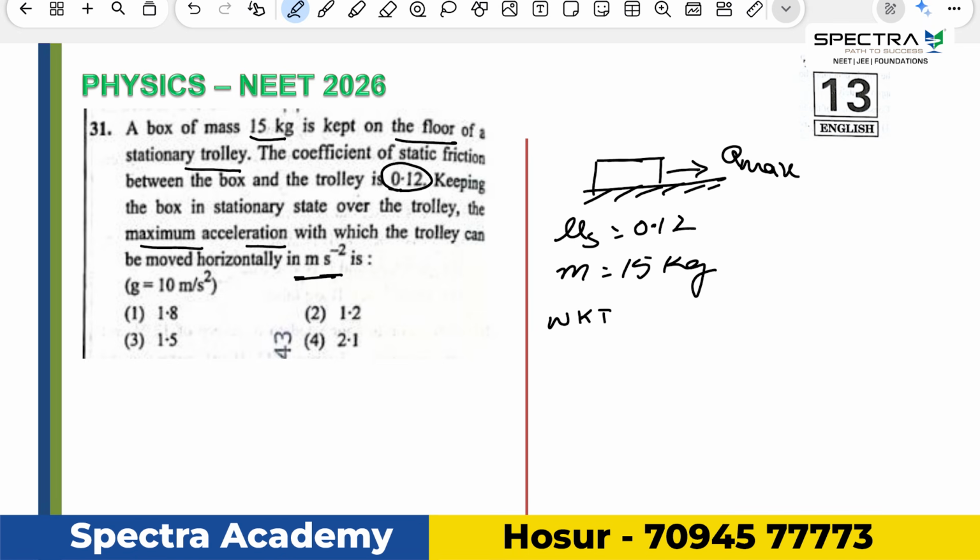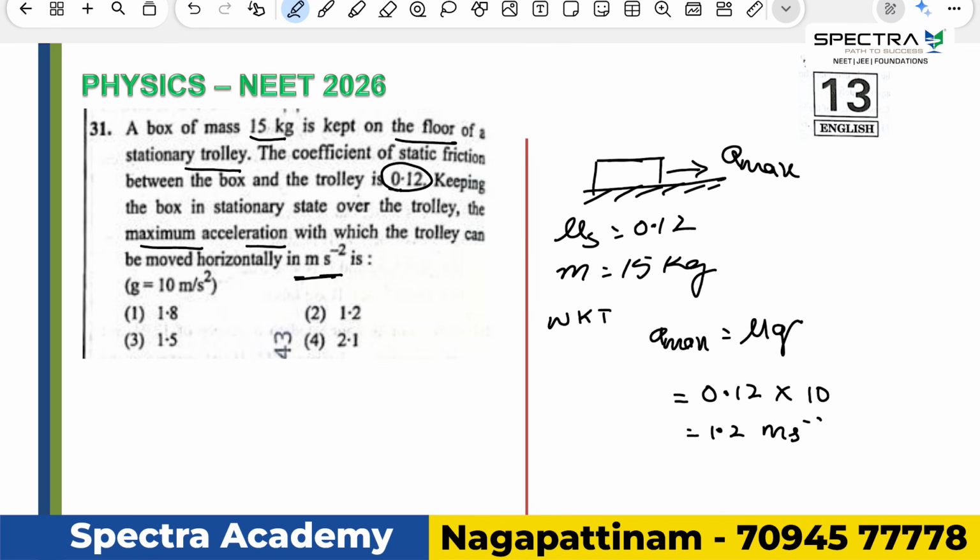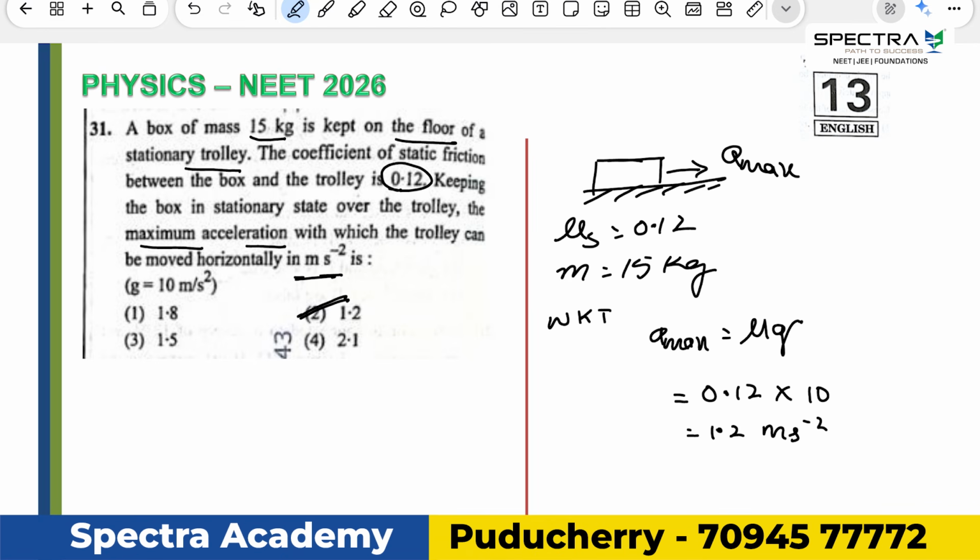We know that maximum acceleration on a frictional surface is given by mu into g, which is equal to 0.12 into what is the g? We can take it as 10. So if you solve it, you will get 1.2 meter per second square. Hence we can select option 2 as the key answer and it is the right answer.